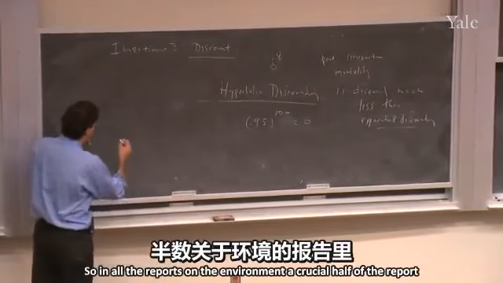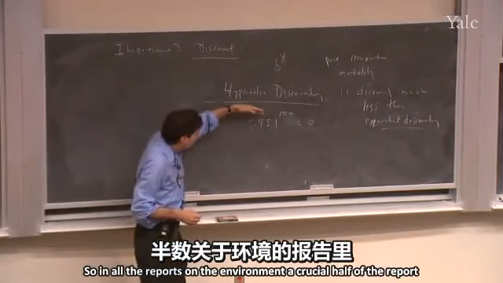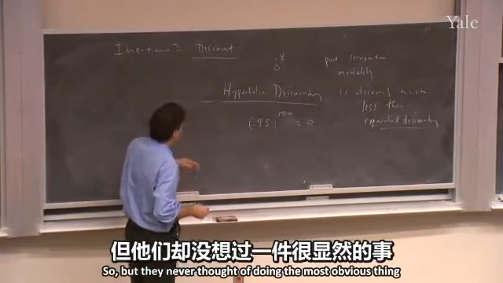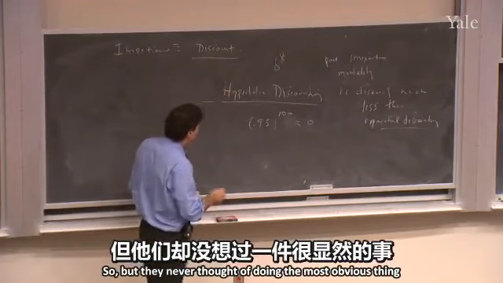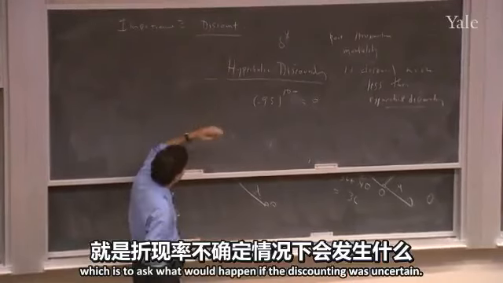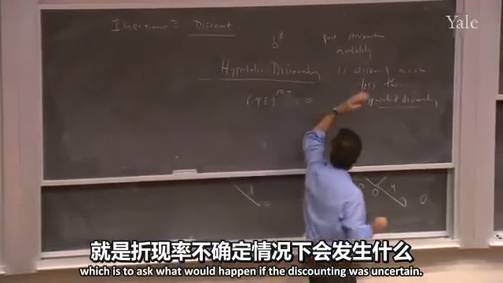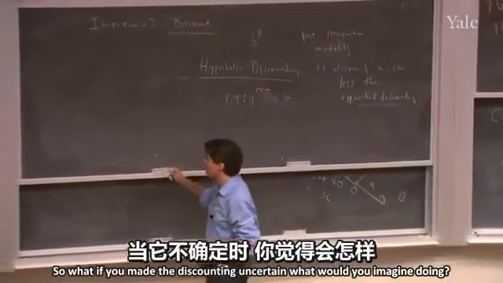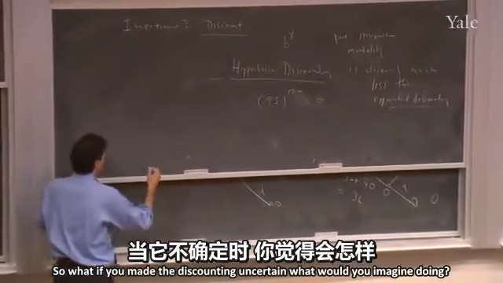So in all the reports on the environment, a crucial half of the report is devoted to what the discount rate should be. But they never thought of doing the most obvious thing, which is to ask, what would happen if the discounting was uncertain? All of these are certain discount rates. So what if you made the discounting uncertain? What would you imagine doing?